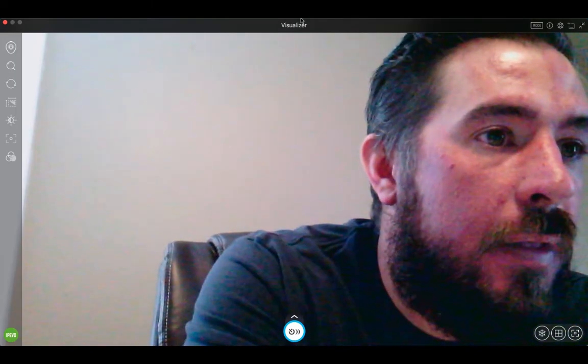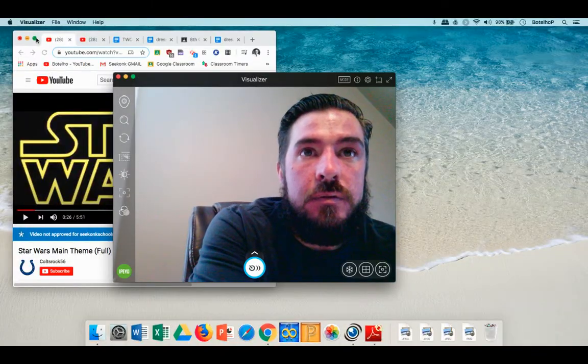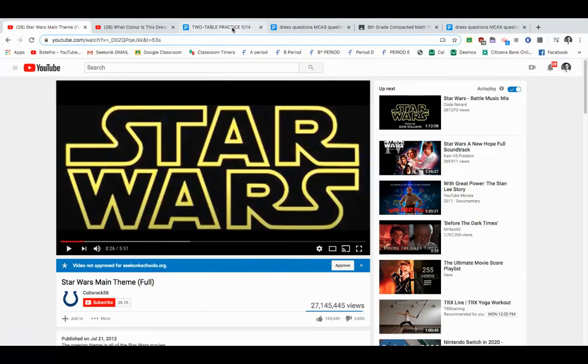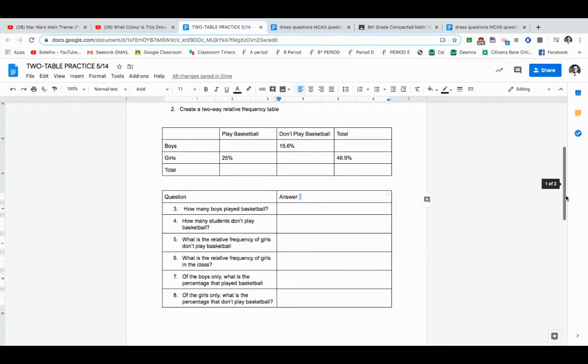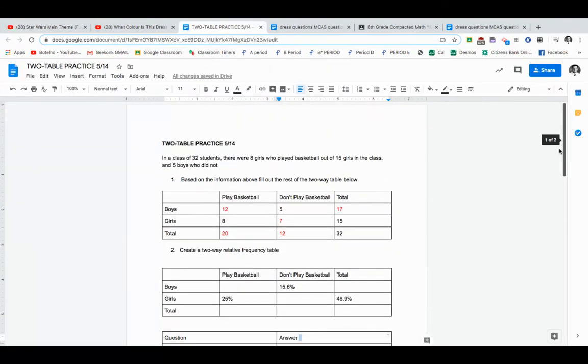Two-way tables practice from Thursday. Here's kind of where we left off. Whoops, these answers were supposed to be erased. My bad. We'll just talk about them again. This two-way table is pretty cool because you were given part of the table and you had to use the rest of the table to figure out the missing numbers.